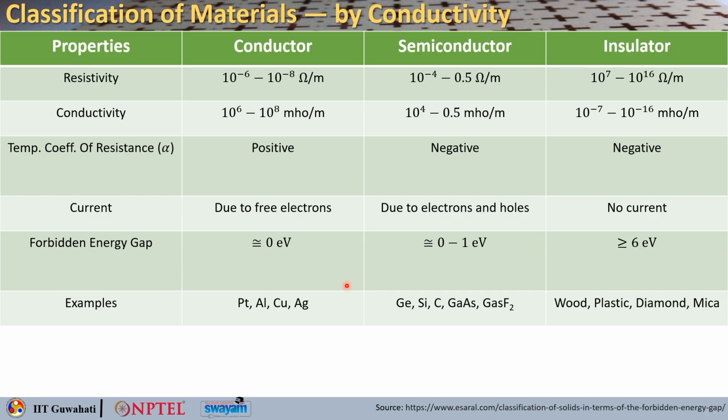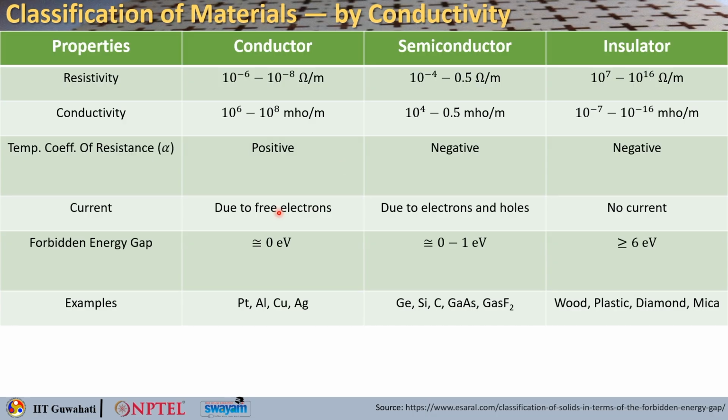And here is a chart that gives you a complete comparison between the orders of values with respect to conductor, semiconductor and insulator. That is the resistivity. Okay, you can see insulators are highly resistive. Conductivity 10⁻⁶ to 8 mho per meter. Okay, mho is the inverse of ohm. Then you have temperature coefficient, positive for conductor, the other two negative. Okay. That means with temperature increase, the resistance will increase.